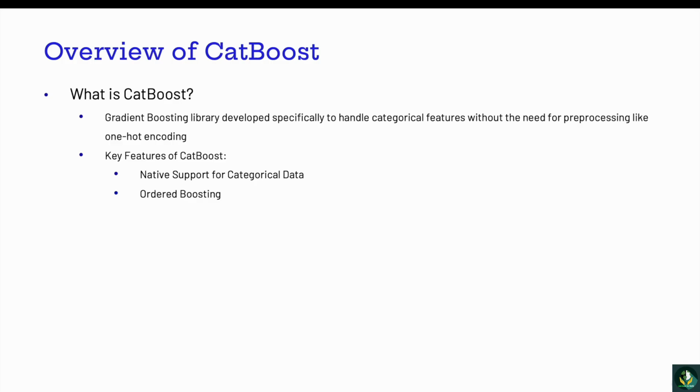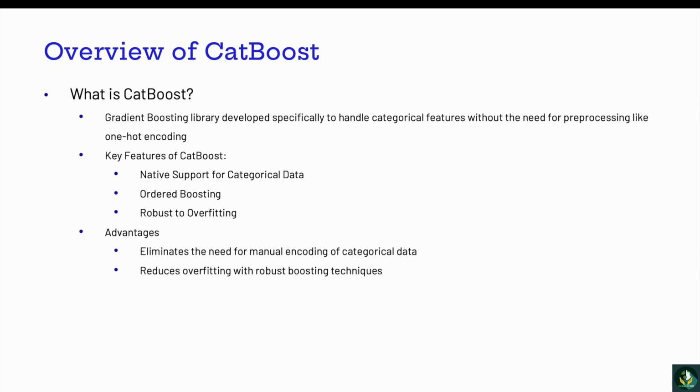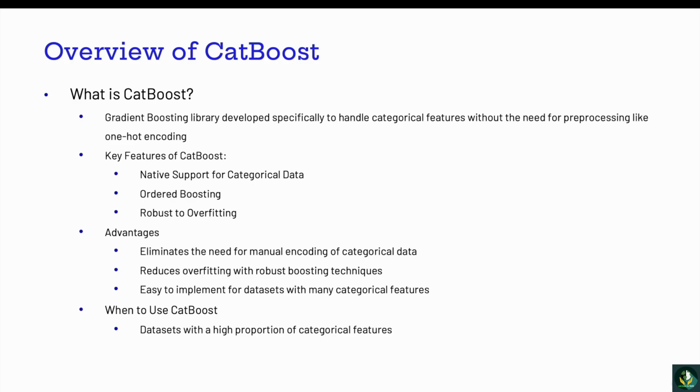Ordered boosting reduces prediction bias by using a permutation based scheme to train models. Robust to overfitting: it implements built in regularization methods, and that's why there's no overfitting most of the time. Advantages are it eliminates the need for manual encoding of categorical data, reduces overfitting with robust boosting techniques, and is easy to implement for datasets with many categorical features. When to use CatBoost? When you have datasets with a high proportion of categorical features, or applications where overfitting is a concern, that's when we use CatBoost.